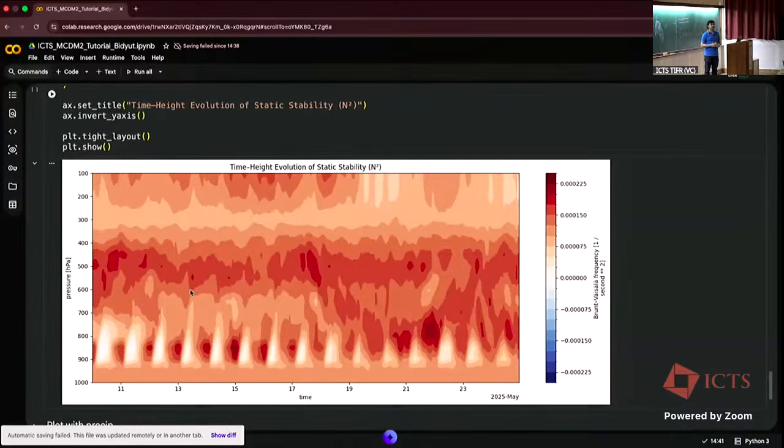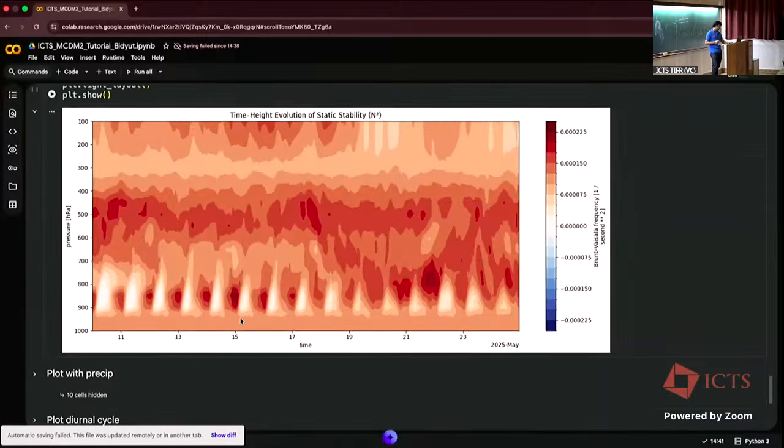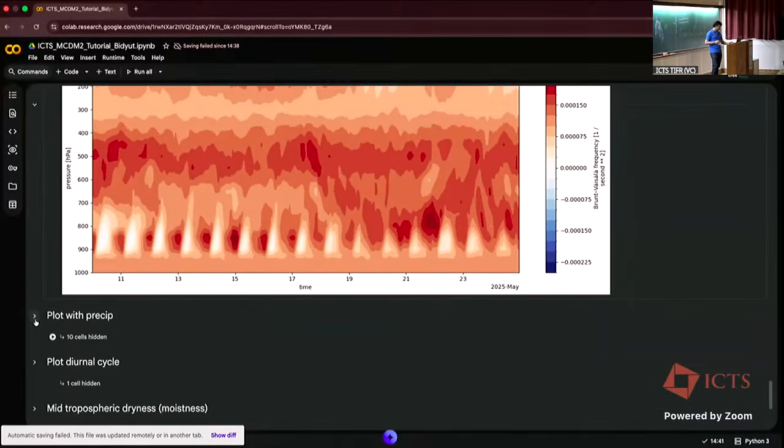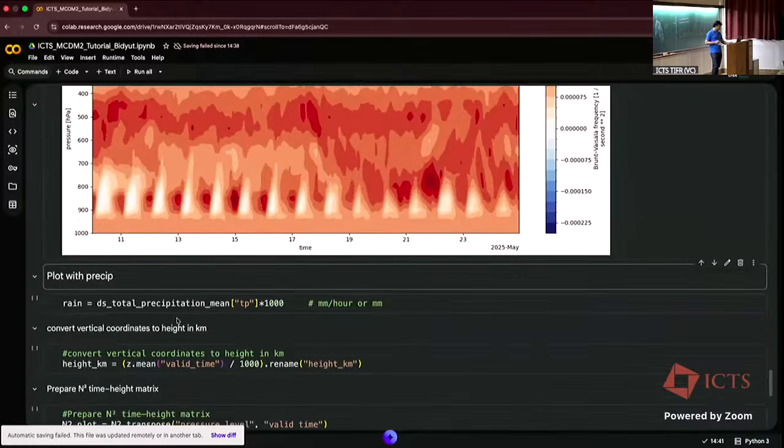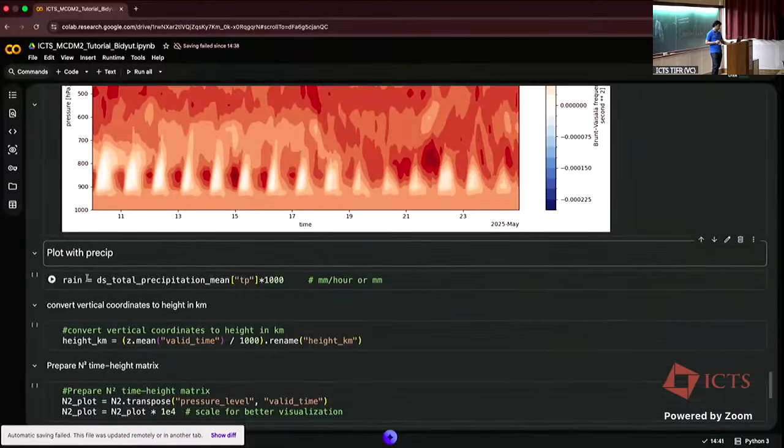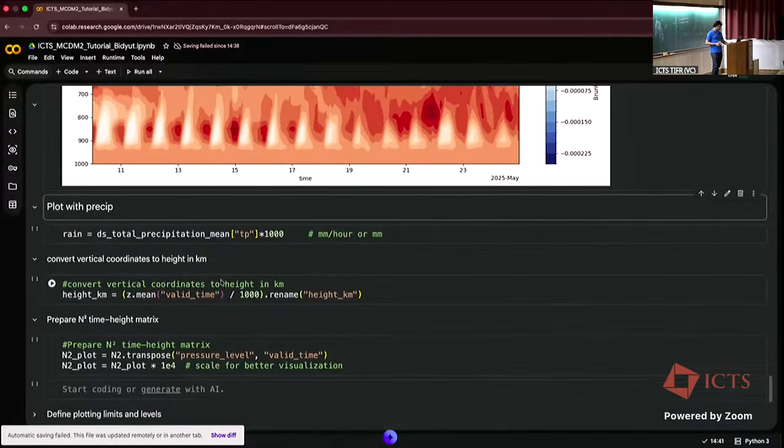Somebody commented that precipitation from ERA data is not that good. Somebody yesterday commented, but I was just lazy. I downloaded rainfall from ERA5 just for this exercise. So next, I have written here plot with precipitation. I had already loaded the rainfall data, and I just converted it to millimeter per hour.